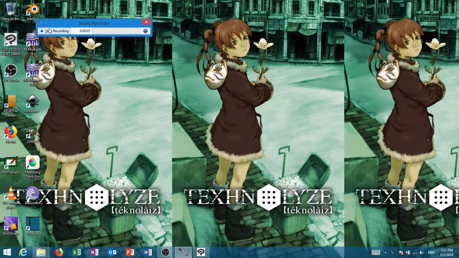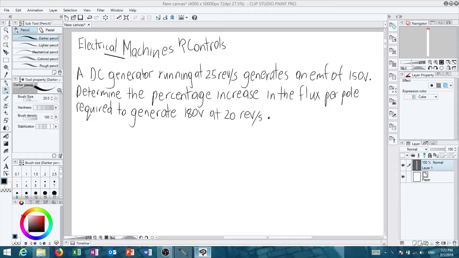Alright, I'm ready. So for today, I'm tackling a question from my electrical machines and controls class, under the topic of DC generators. The question goes: a DC generator running at 25 revolutions per second generates an EMF of 150 volts. Determine the percentage increase in the flux per pole required to generate 180 volts at 20 revolutions per second.